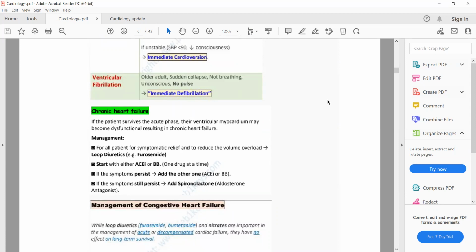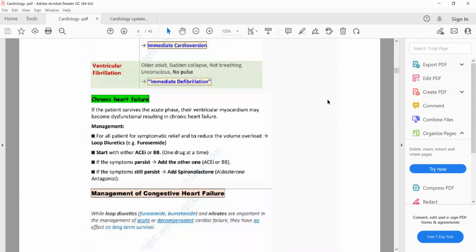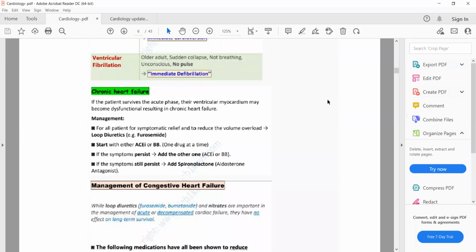And if the patient suddenly collapses after MI and he stops breathing and he is unconscious and there is no pulse, then it is most likely ventricular fibrillation, and immediate defibrillation will be the management of such patients. So this was all about one of the immediate complications of the MI, that was tachyarrhythmia, and their management and diagnosis. Is it clear to everyone? Is there any question up to this point?